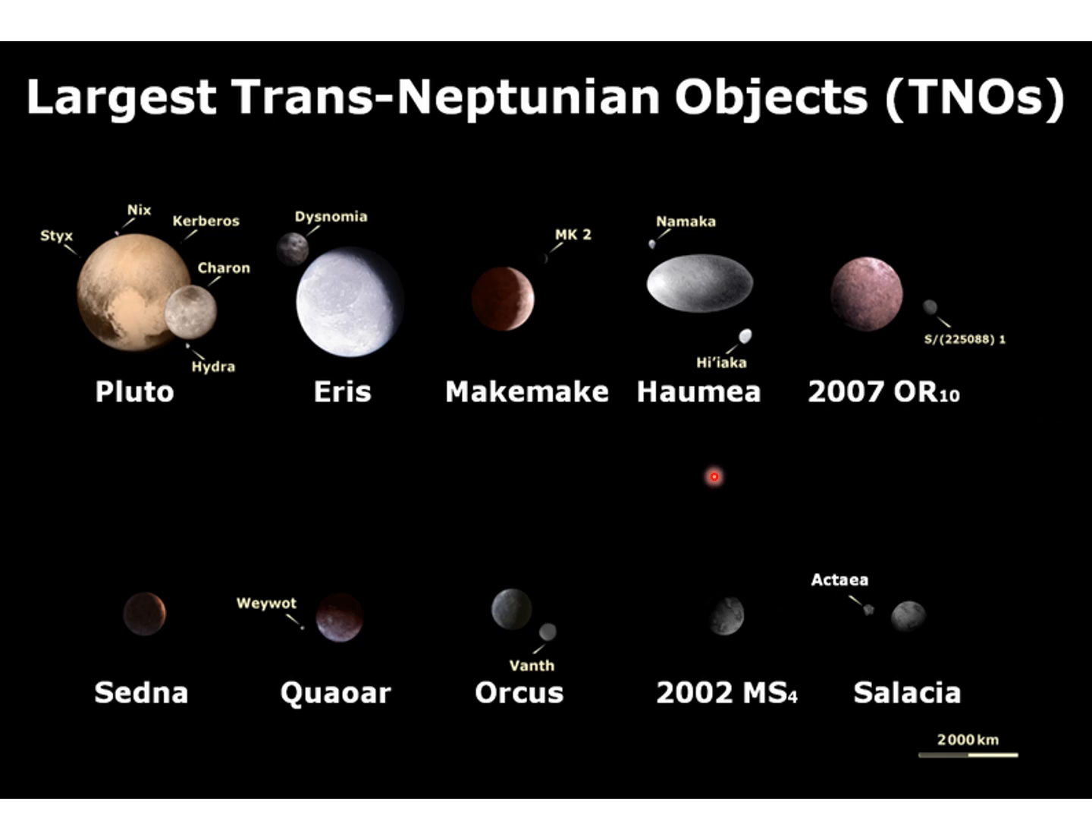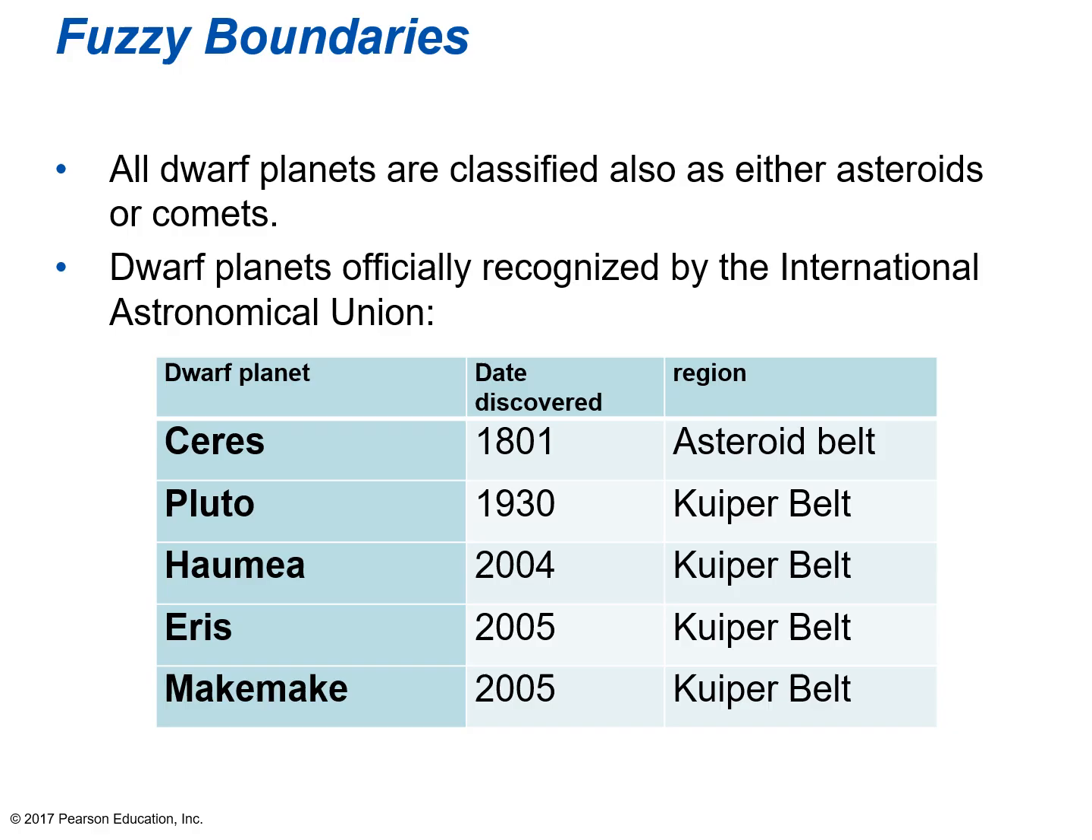But you can see them in size comparison. All of these, with the exception of Pluto and its moons, were discovered since the year 2003. Here's one down here, 2002 MS4, was discovered in 2002, but its massiveness was not made known until a little bit later. So I mentioned fuzzy boundaries. All dwarf planets are classified also as either asteroids or comets.